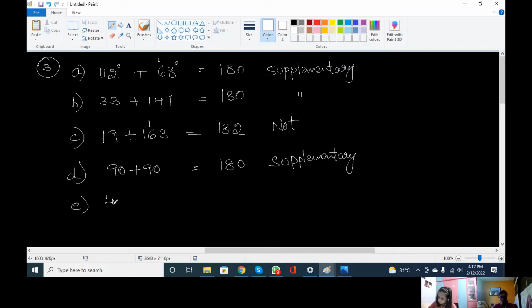E, 42 plus 48, how much, Paridhi? Yes, ma'am. 42 plus 48: 8 plus 2 is 10, 4 plus 4 is 8 plus 1, 90. So it is 90. Is it supplementary? No, ma'am, it's complementary.